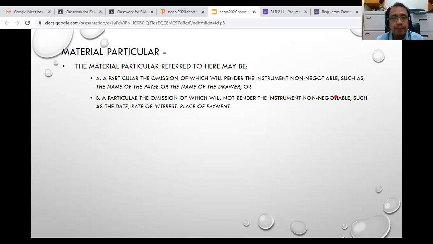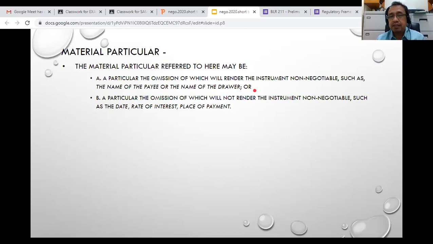So the first one, particular omission which will now render the instrument non-negotiable. Example of that, there is no named payee. There is no named drawer. No named payee in an order instrument. I just want to clarify that. No named payee in an order instrument. There is no drawer in a bill of exchange. Kulang. Material particular. Instrument is non-negotiable. Covered yan ng Section 14 if it is delivered.